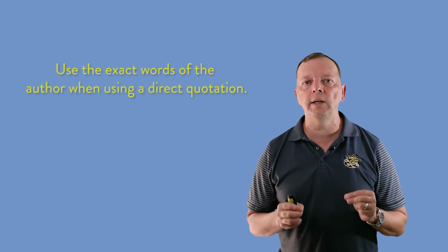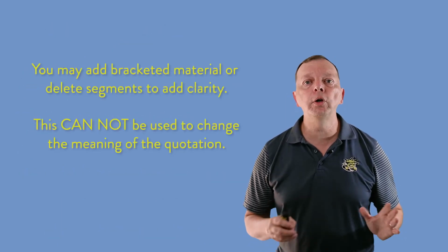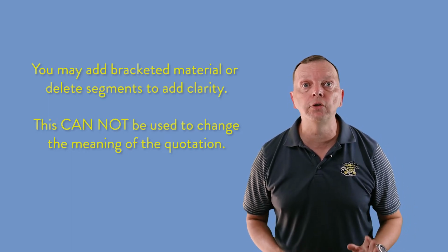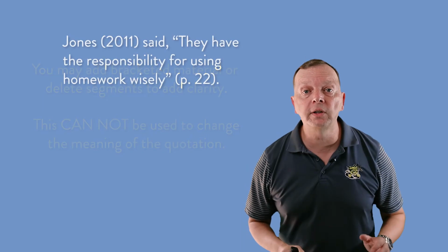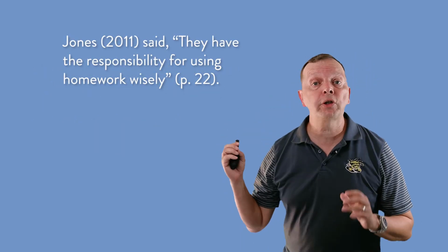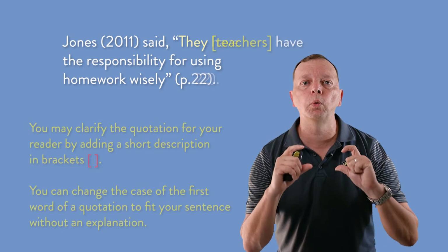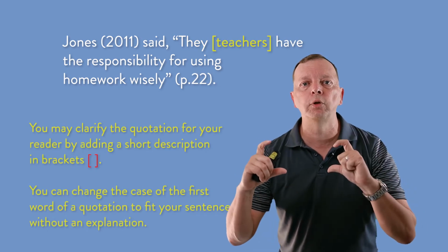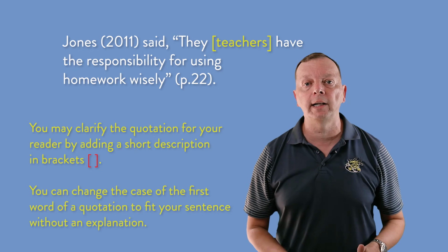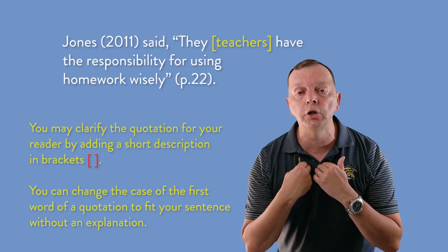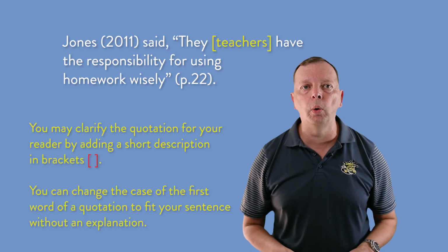Now, remember, whenever you use a direct quotation, you must use the exact words of the quote. However, you can add and even delete things for clarity as long as you do not change the meaning of the quotation. Take, for example, this sentence. From this quotation, it's not clear that "they" is actually referring to teachers. So what I can do is put the word "teachers" in brackets right after the word "they." That way I provide clarity to the quote. And by using brackets, it's understood that this is my addition. It is not found in the original quote.